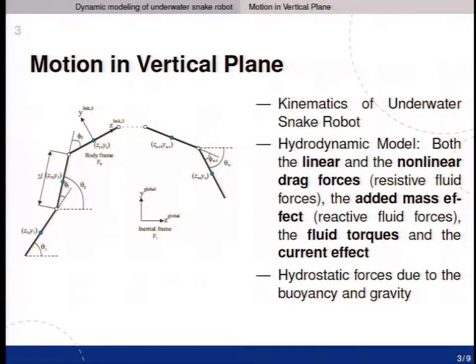In particular, we derive the kinematics of the underwater snake robot. We propose a hydrodynamic model which considers both the linear and nonlinear drag forces, the added mass effect, the fluid torques, and the current effects. In addition, we also model the hydrostatic forces due to buoyancy and gravity.